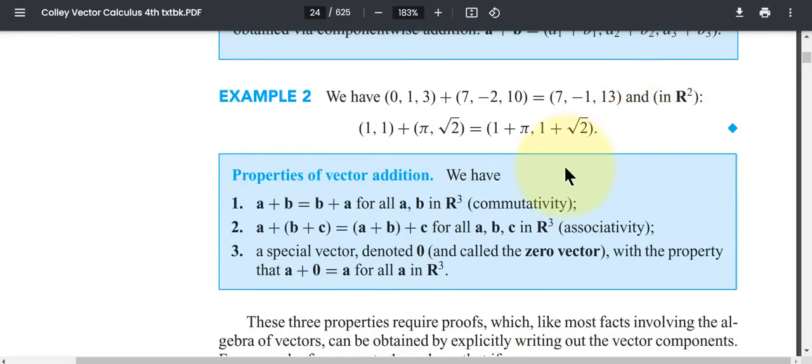Now, because of that definition of addition, it's not hard to show that a plus b is equal to b plus a, but you would have to show that. And also a plus b plus c here is the same as this one where you do it in a different order. Okay, we also have a vector called the zero vector, and that has the property that a plus this zero vector is equal to a.